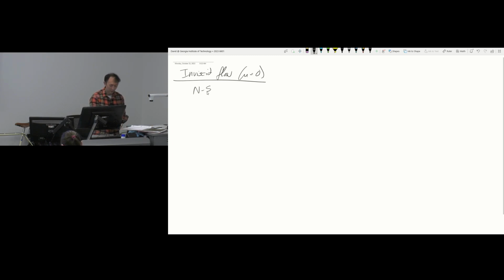So the Navier-Stokes equations become what's called the Euler equations. We talked about them very briefly a couple of times ago when we did dimensional analysis. We non-dimensionalized the governing equations. The Euler equations look like this. Note that there's no viscosity term. The viscosity is 0.